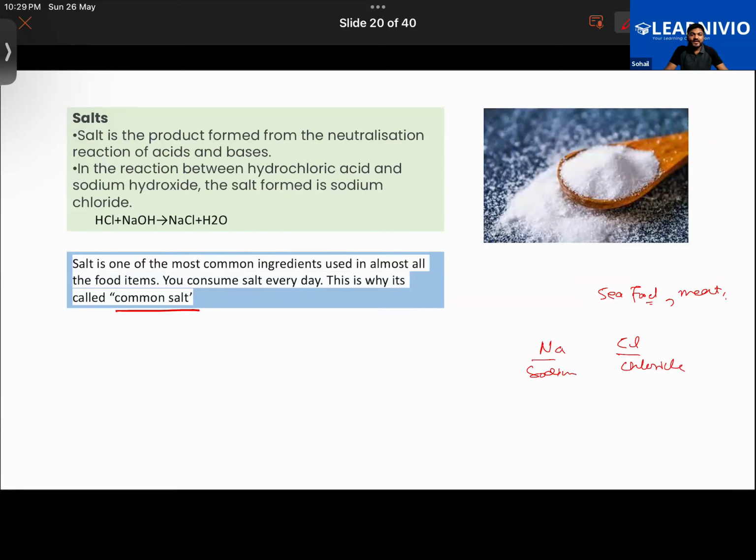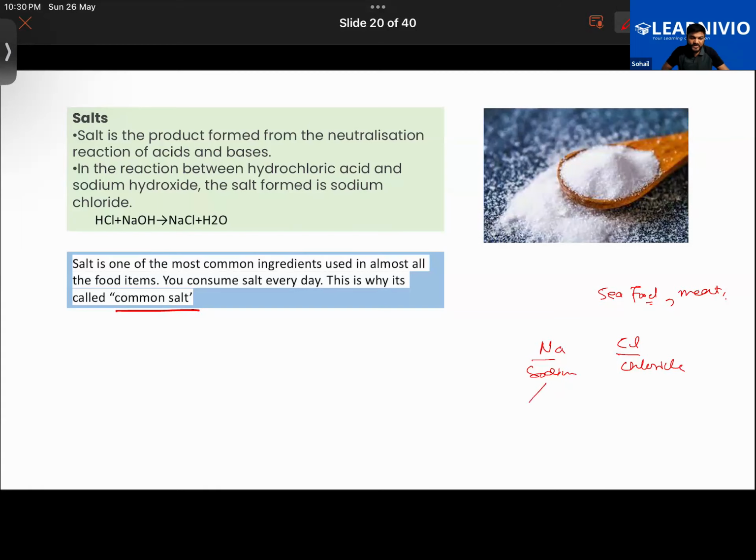There are different types of nutrients required by the human body. Minerals are also one of the types of nutrients. So what are minerals? Minerals are calcium, magnesium, sodium, zinc, iron. So sodium is also one of the important minerals that we humans require. So salt serves as one of the sources for our body for this mineral, that is sodium.